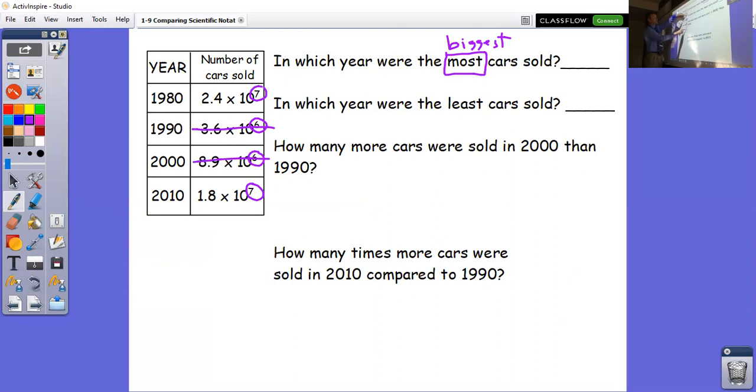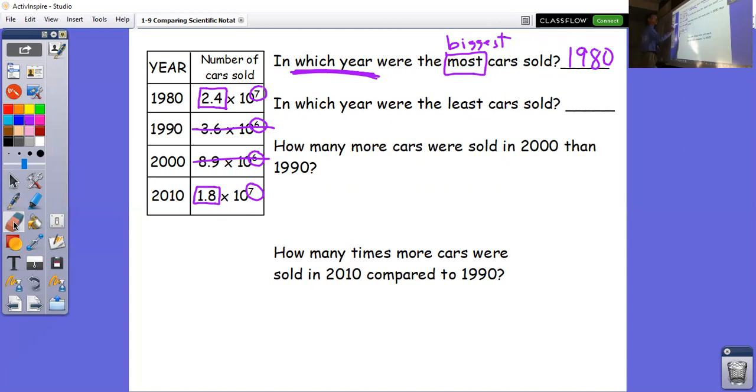So now I have a 7 and a 7. Well, now you need to look at the numbers because they're tied, they're equal. Now you need to look at the numbers that are in front of the times 10. 2.4 is bigger than 1.8. Now be careful, especially when you go to do your Classkick homework. Notice that the original question says, in which year? So are we going to put 2.4 times 10 to the 7th? No, we're going to put 1980 because that's the actual year.